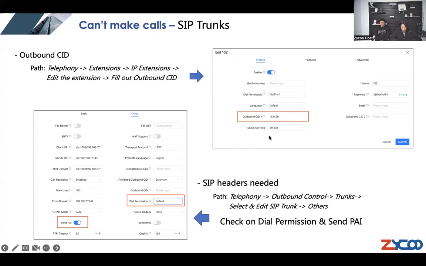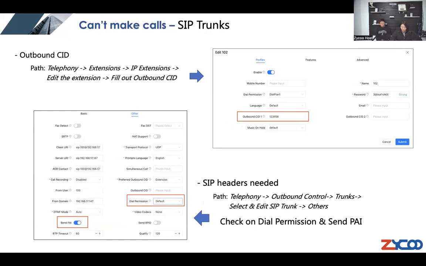But if you have the outbound CIDs already filled in correctly, then you would check the SIP headers, where you need to enable the PAI. And for the dial permissions, it is default. If you manually choose a different dial permission, it might cause problems.